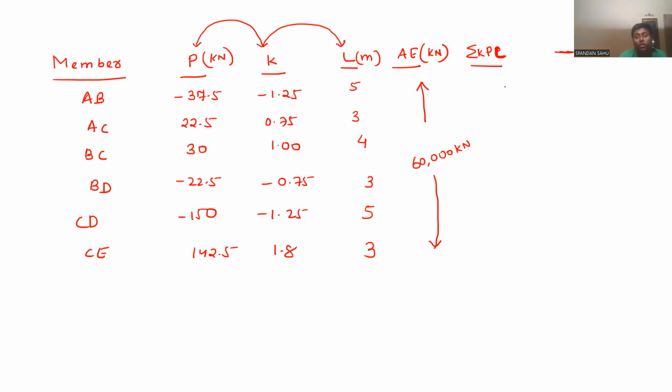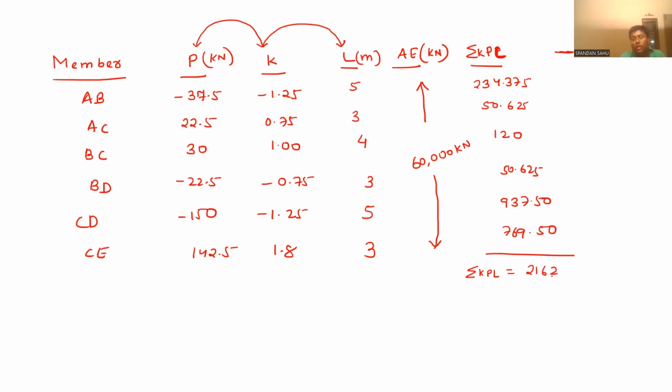For AB, it will be 234.37. For AC, it will be 50.625. For BC, it will be 120. For BD, will be 50.625. For CD, it will be 937.50. For CE, it will be 769.50. So, when we are summing up, we will get it to be 2162.